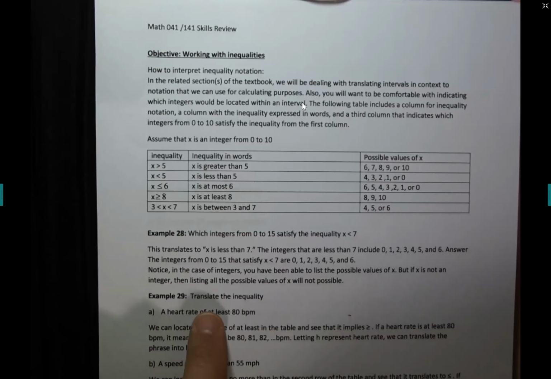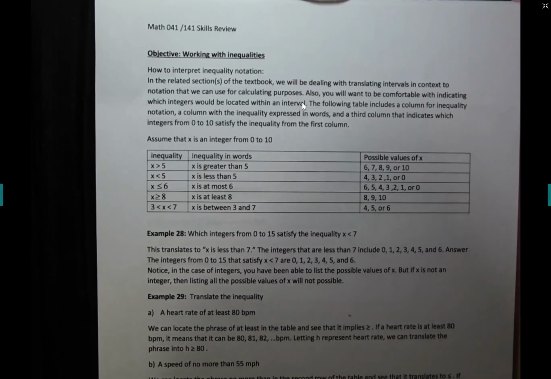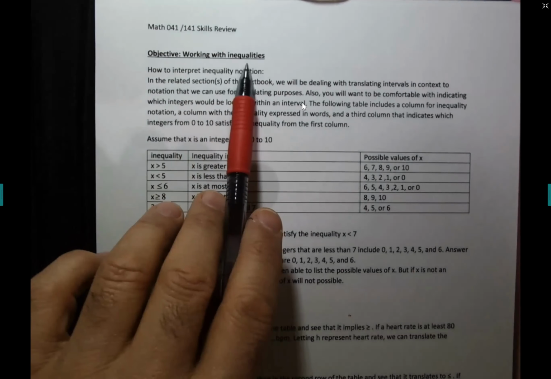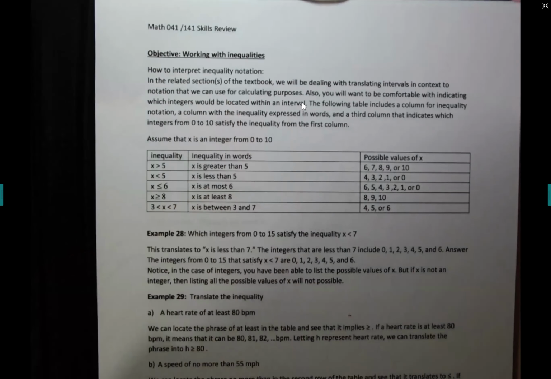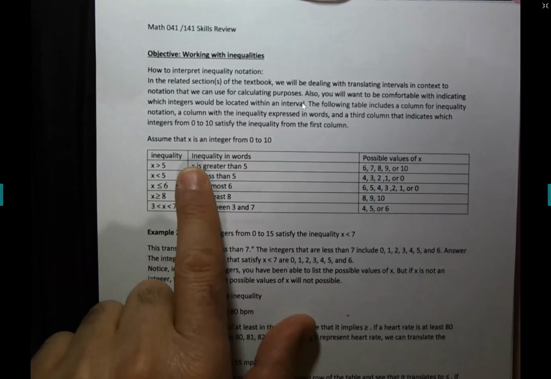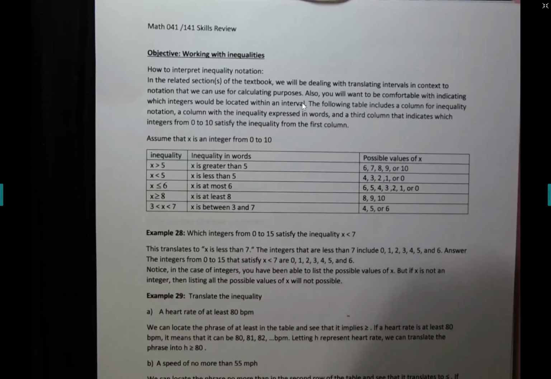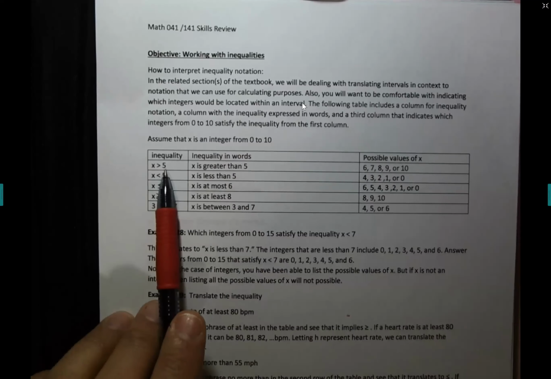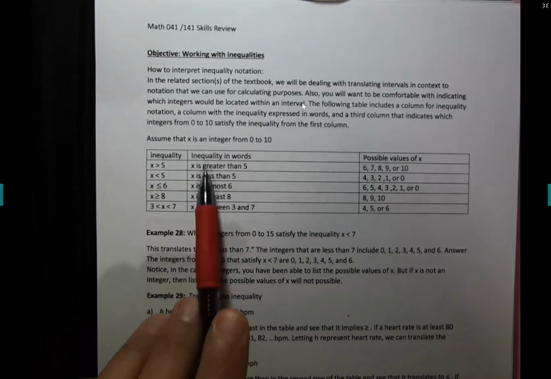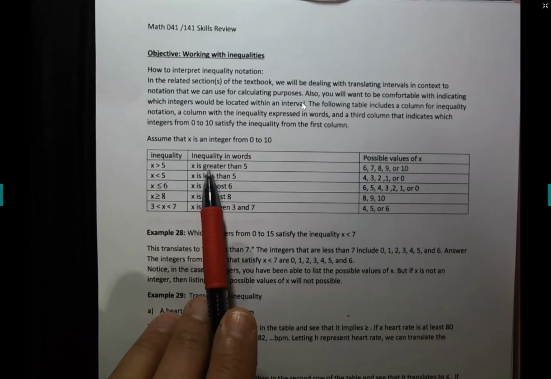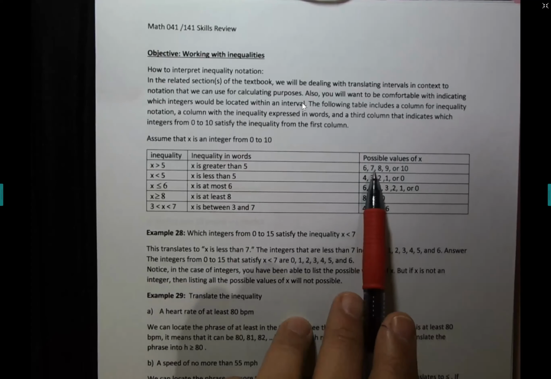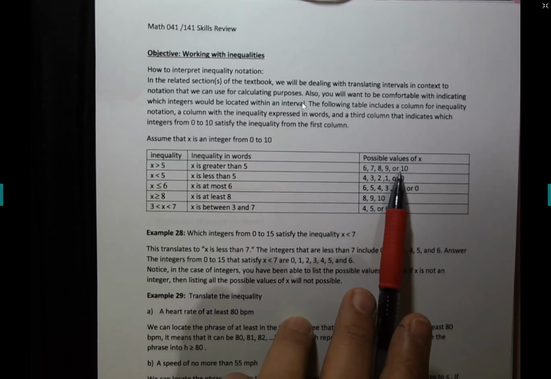Now, this is the guided skills review handout that I made available on the first day of classes. It's available online. Now we're just going to learn how to work with these inequalities. So assume that x is an integer from 0 to 10. So x could be 0, 1, 2, 3, all the way to 10. What do we mean by x bigger than 5? Bigger than 5, you read it as greater than 5. It could be a 6, a 7, an 8, a 9, or a 10.